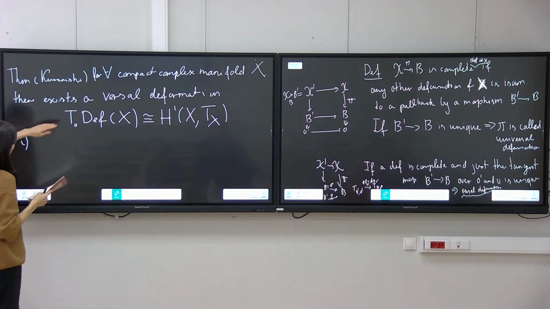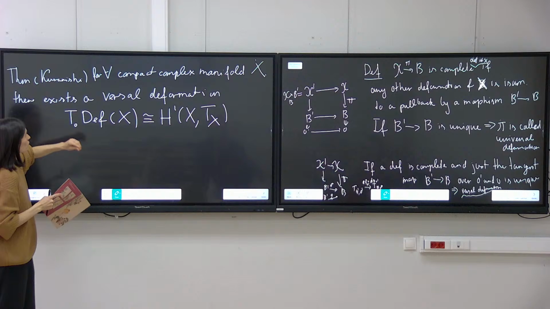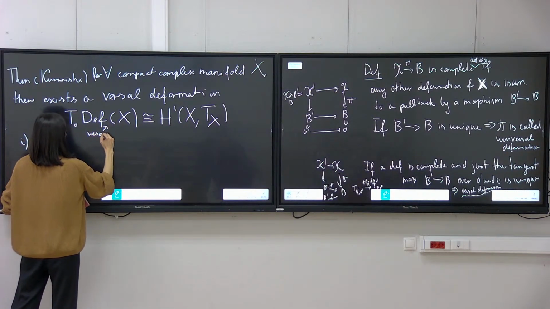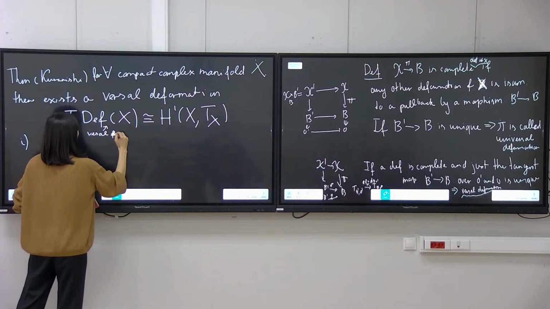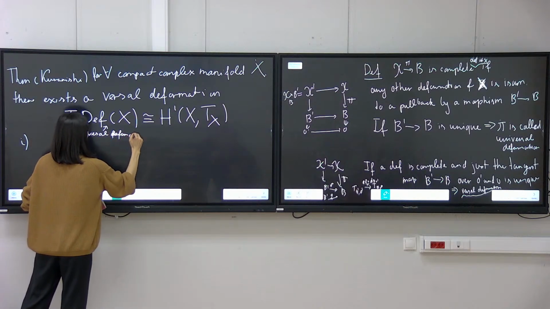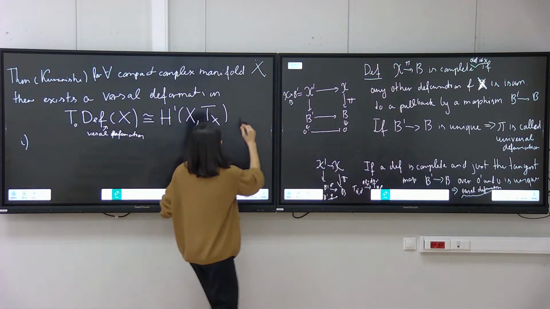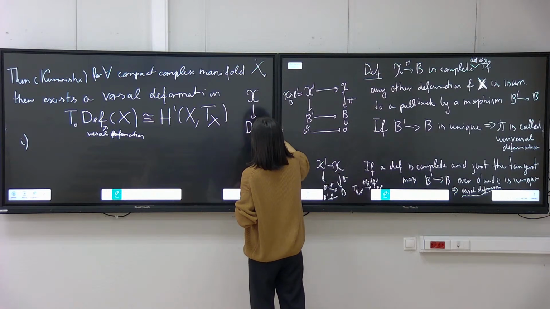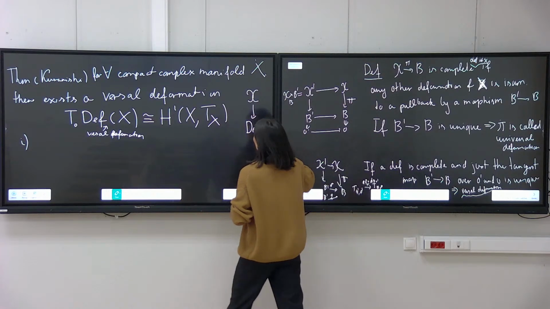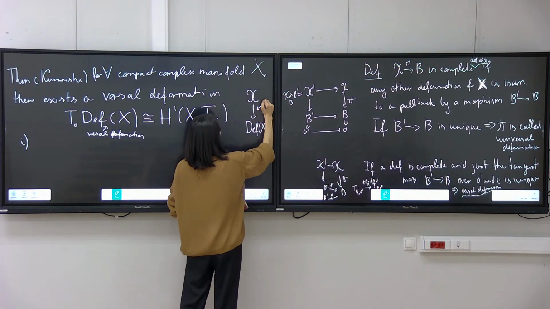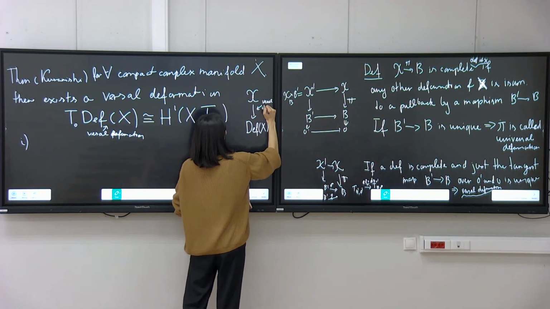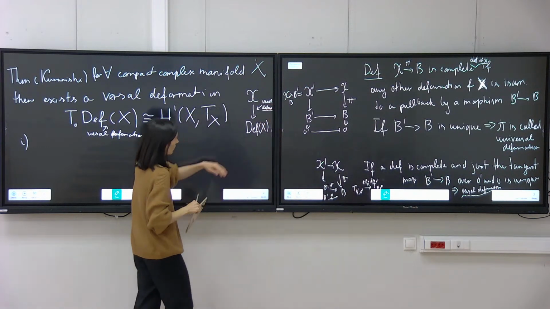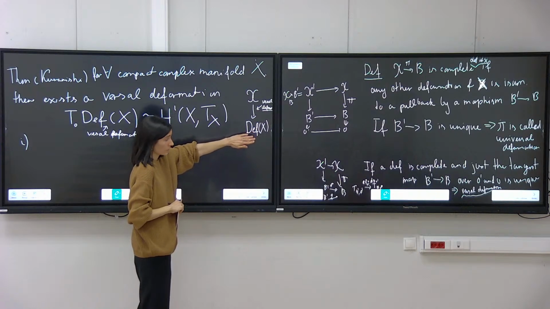Sorry, what is Def x? What is this object? Is it the base or the total space? This is the base of the deformation. Okay, so there exists a versal deformation, and this is the base of the corresponding versal deformation.